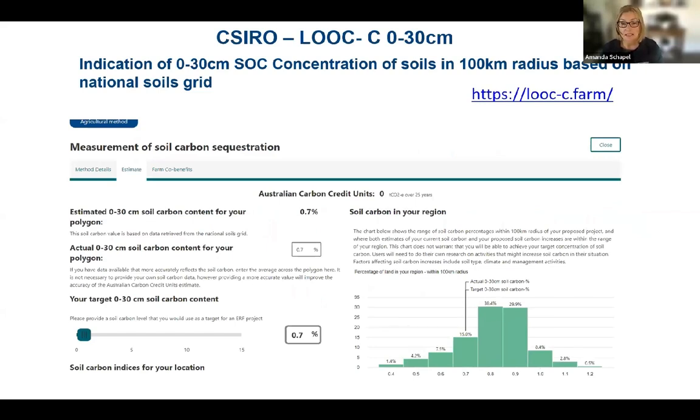We often don't have data that deep because all of our agronomic soil sampling is generally 0 to 10. So this is a good one to give you an idea. You can map out your paddock or your farm area, and it will take all of the soil carbon test results in a 100-kilometre radius and give you an idea of what your paddock or your farm may be. So check that one out.